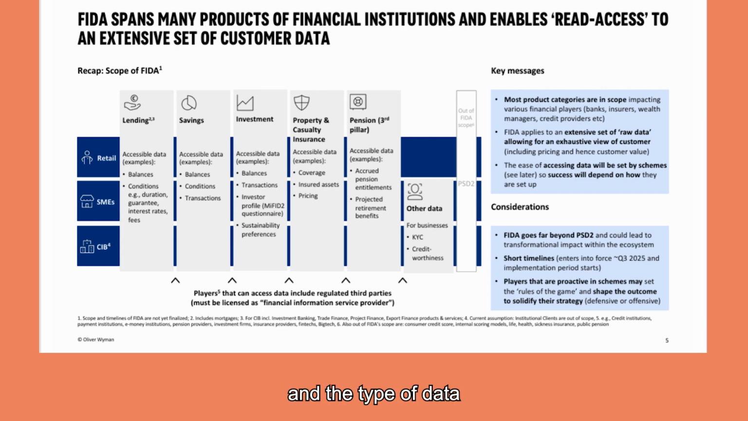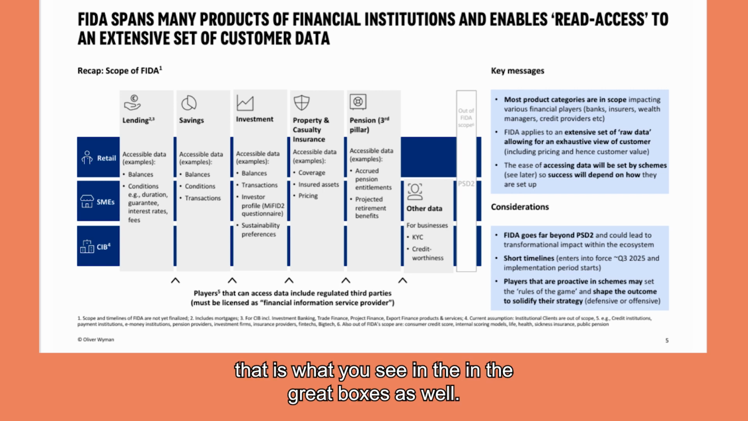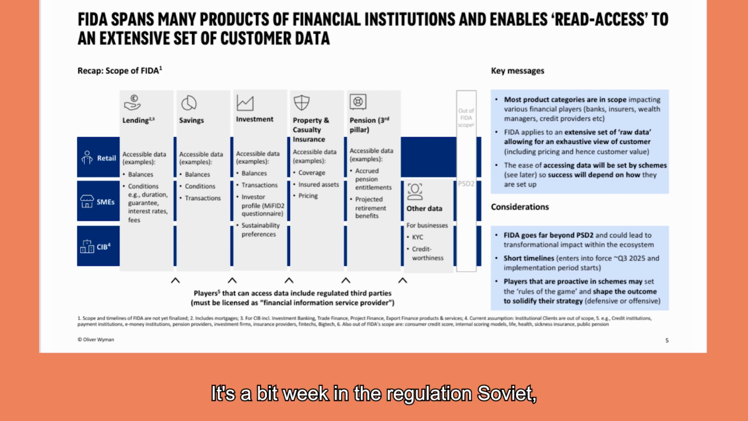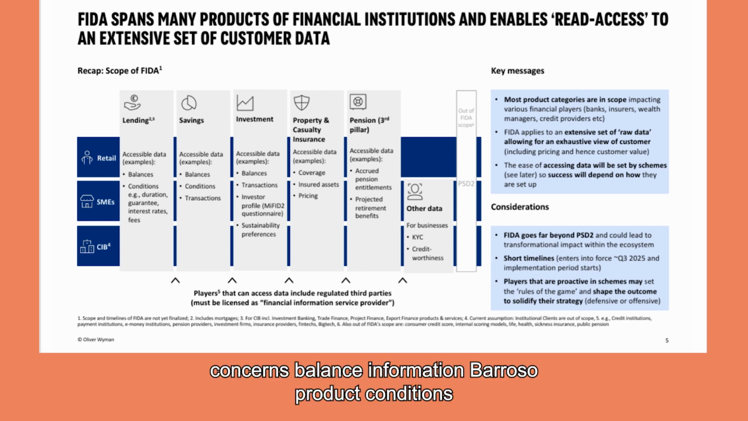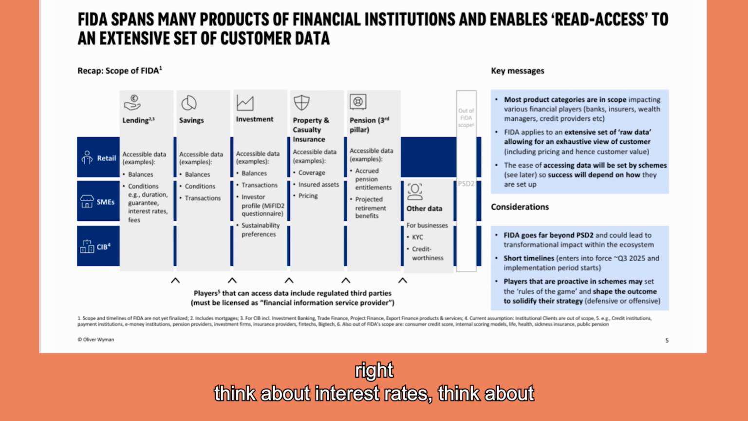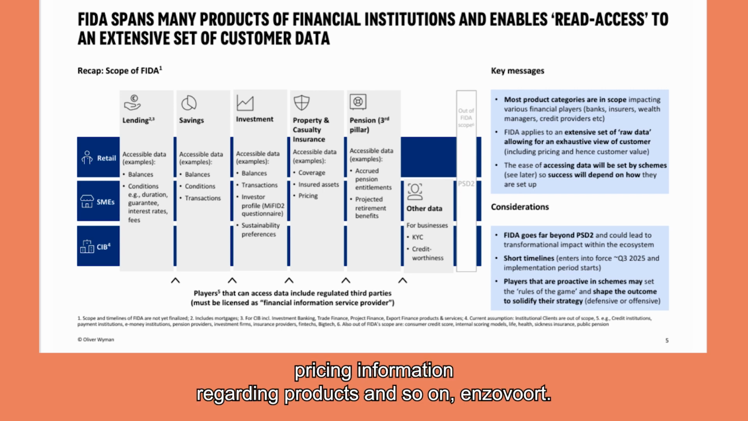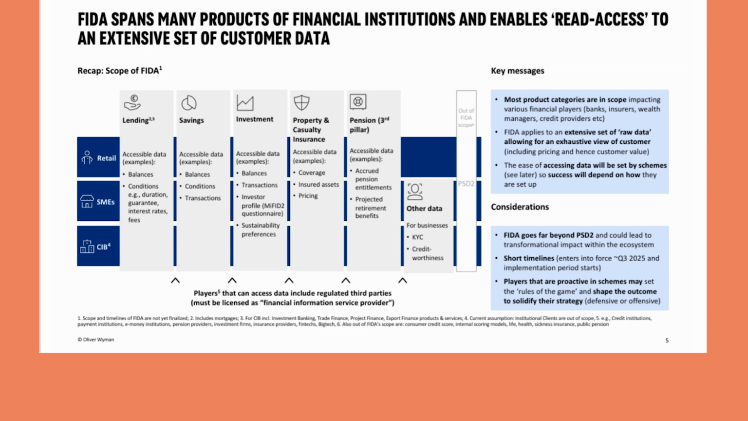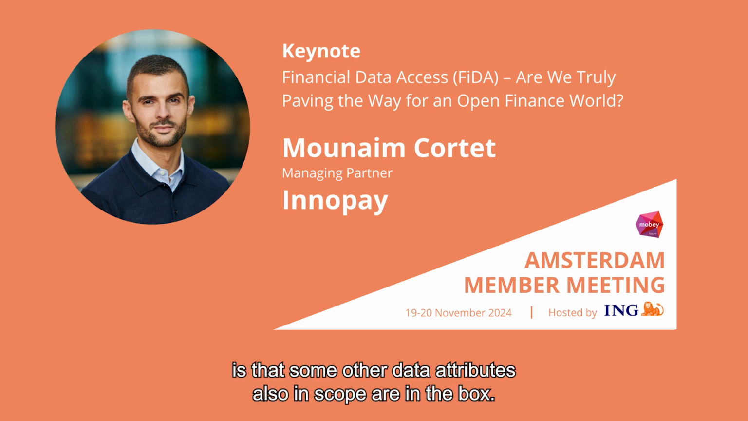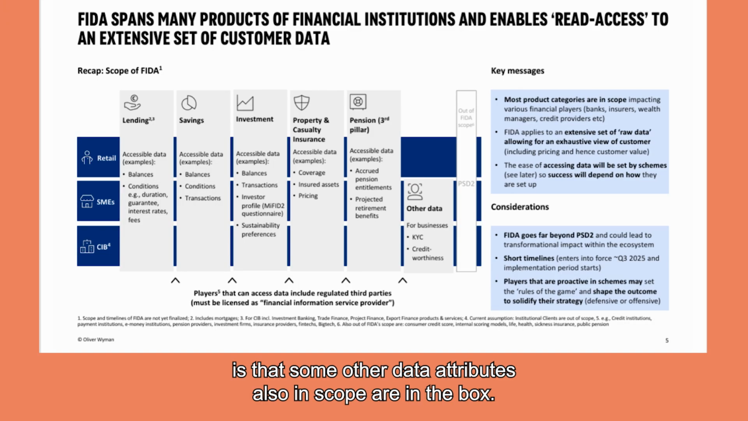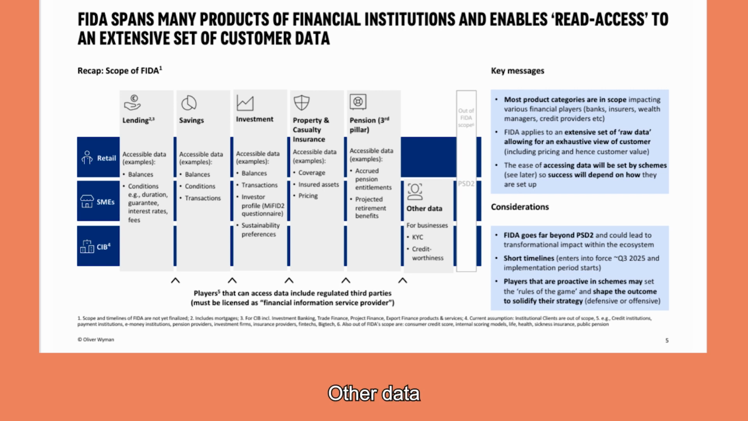And the type of data that needs to be shared or needs to be made accessible, that is what you see in the gray boxes as well. It's a bit vague in the regulation as of yet, but we know that the data concerns transaction information, concerns balance information, but also product conditions, right? Think about interest rates, think about pricing information regarding products, and so on and so forth. What we also know is that some other data attributes are also in scope. They are in the box other data.